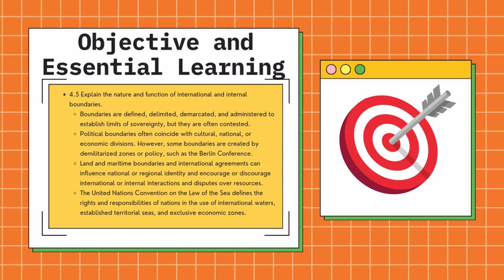By the end of this lesson, you should be able to explain the nature and function of international and internal boundaries and understand how they can create tension. Boundaries can be based off of geography, culture, or politics, and they can either bring people together or tear them apart. So, we're going to look at why some boundaries are peaceful and, well, others are total chaos.